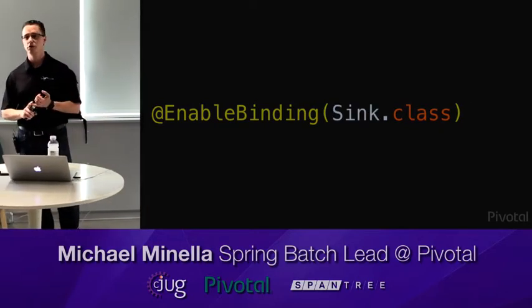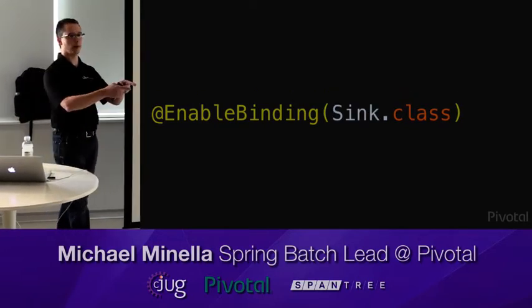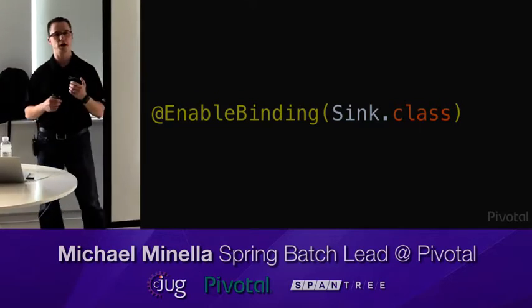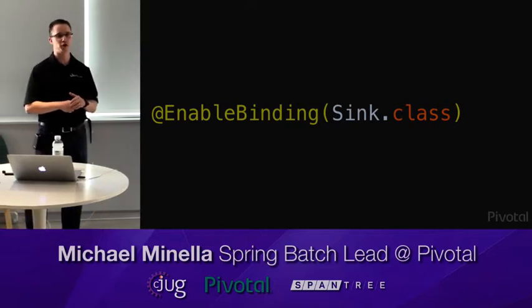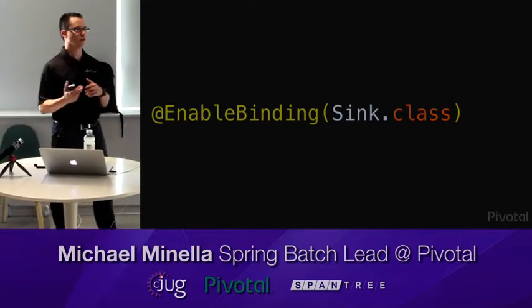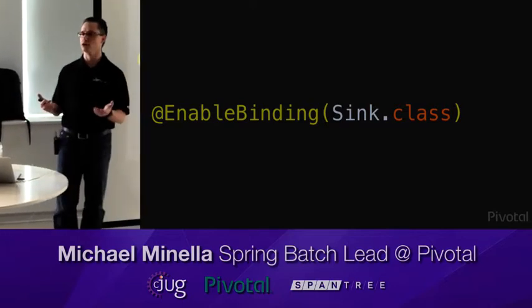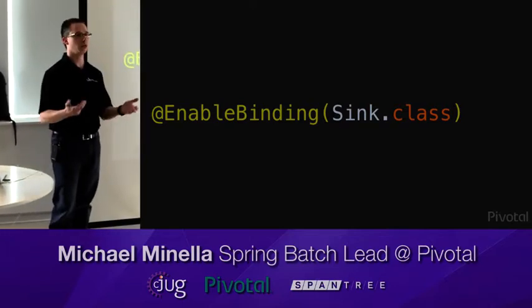A source defines a channel called output. A processor defines a channel called input and a channel called output. And I'm sure you guys can figure out a sink defines a channel called input. That's all you need to worry about within your application. The rest is taken care of for you.